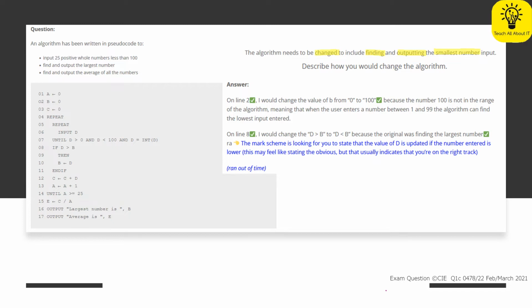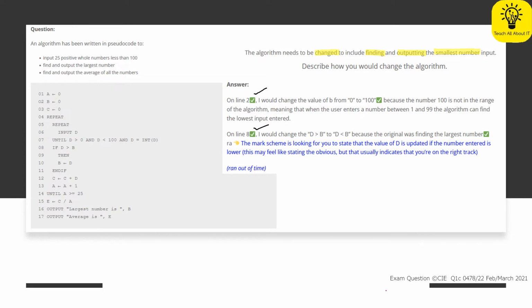Notice there I'm highlighting all of the important information, and that's what you should be doing in your exam as well. This student has some really good exam technique because they have specifically said on line 2, on line 8, and you can see there we've got a mark for line 2, a mark for line 8. Because we've been given the line numbers in the exam, we want to refer to them. If they give you line numbers, that generally means they want you to use them in your exam. Okay, so in this case, I would change the value of b from 0 to 100.